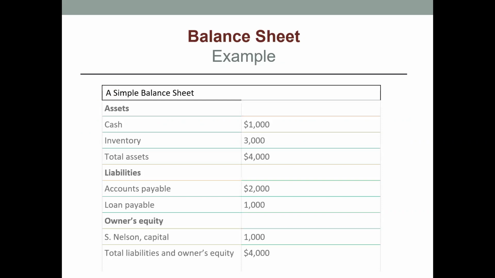Here is a very simple balance sheet, which I believe most businesses can use. There are assets, and under the assets is cash and inventory. There is liabilities. Under liabilities, there's accounts payable and loans payable. Under owner's equity, there's capital. As you can see, assets equal liabilities plus equity.